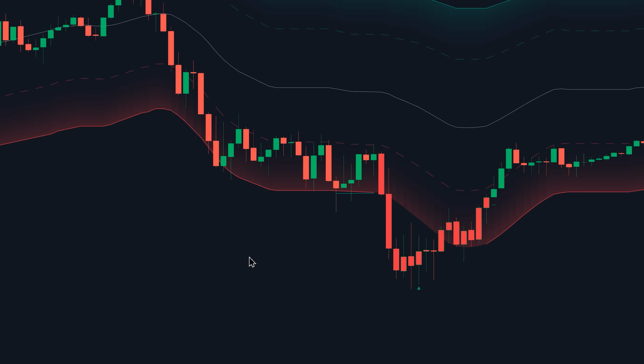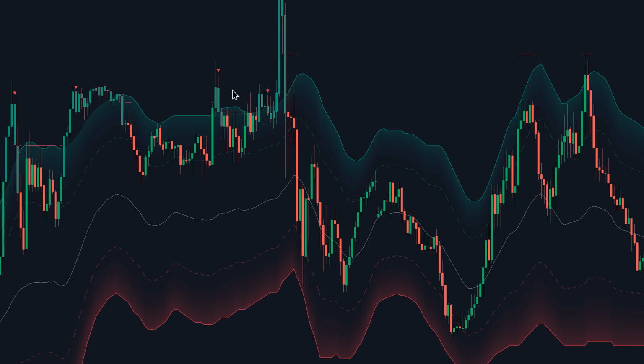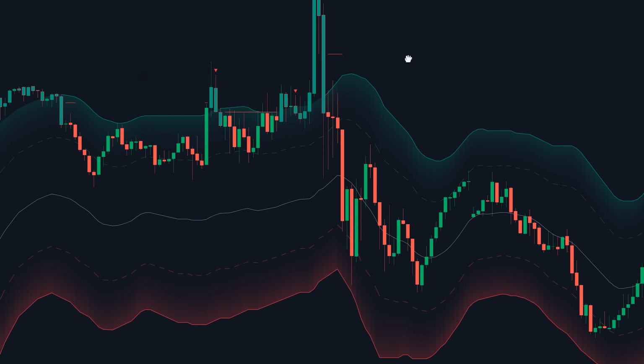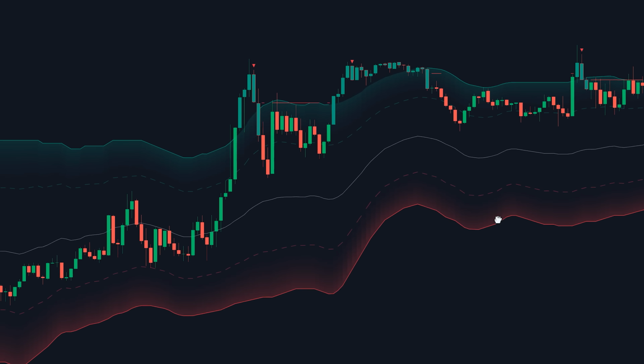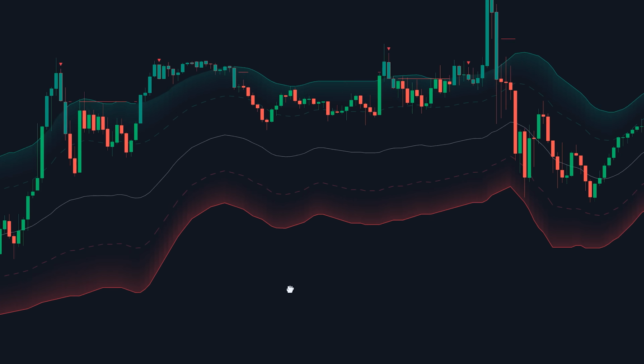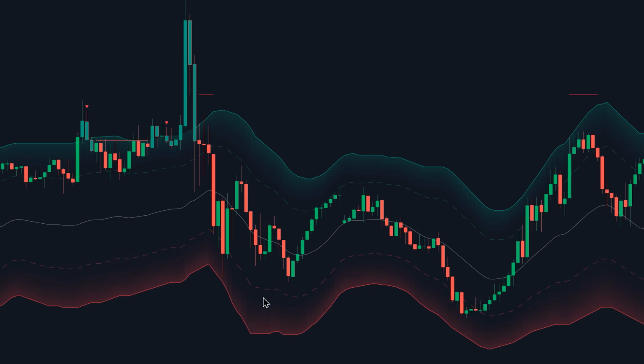And the opposite happens when a bearish signal is printed. But of course, you would want to combine them with other confluences like support and resistance to take trades with them. Now, speaking of trading, how can we use this indicator to trade?